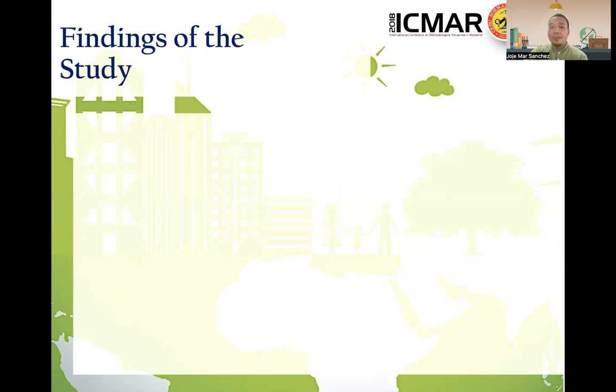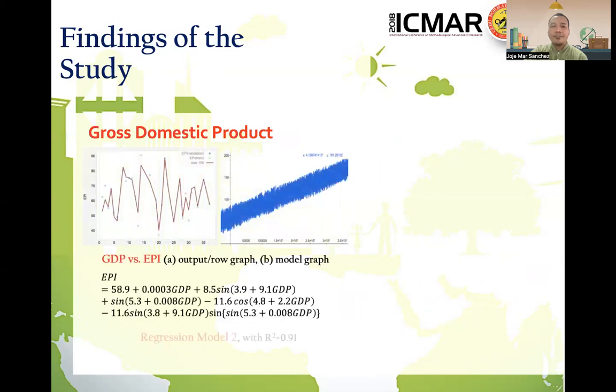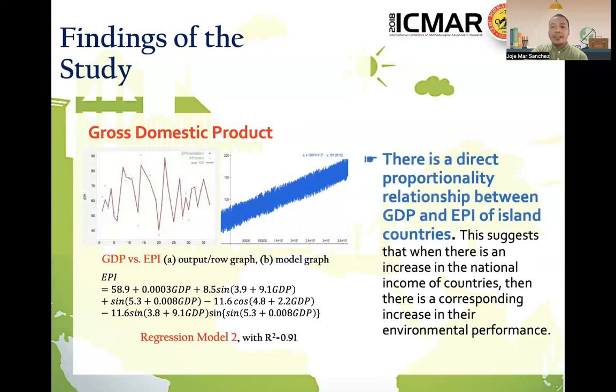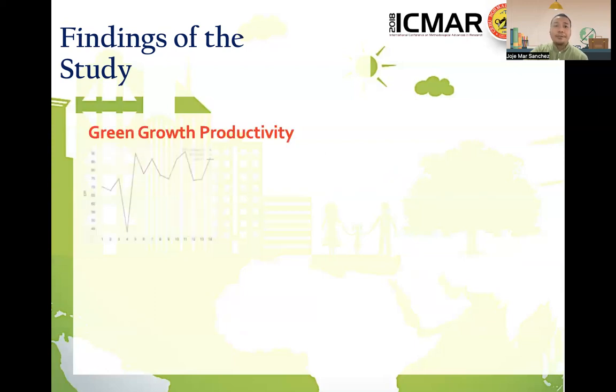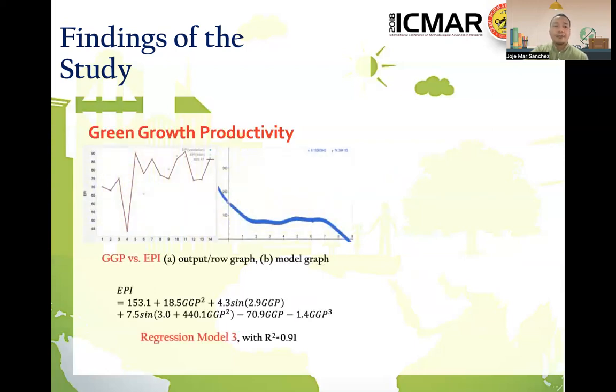Another dimension is economic dimension, represented by GDP, or gross domestic product. And the regression model has an R squared of 0.91. And these graphs illustrate that there is a direct proportionality relationship between GDP and EPI of island countries. This suggests that when there is an increase in the national income of countries, then there is a corresponding increase in their environmental performance. Now let us proceed to the different environmental dimension variables.